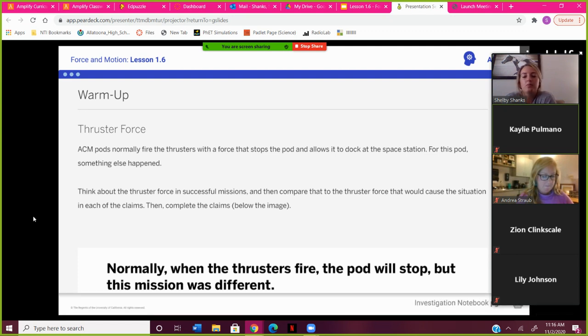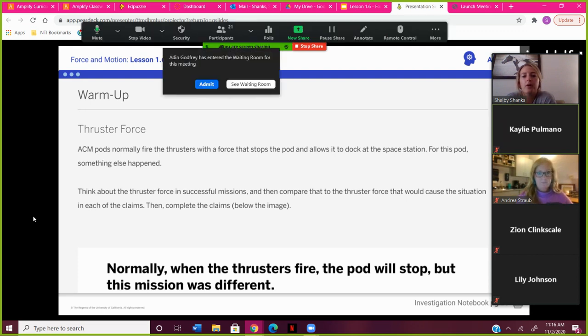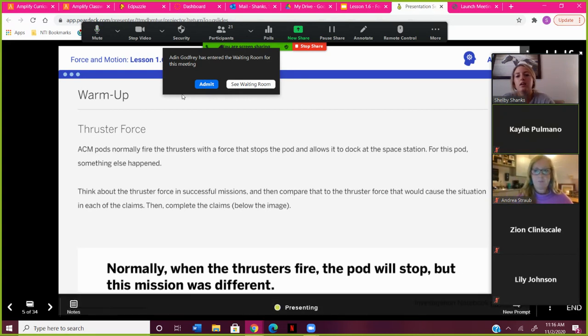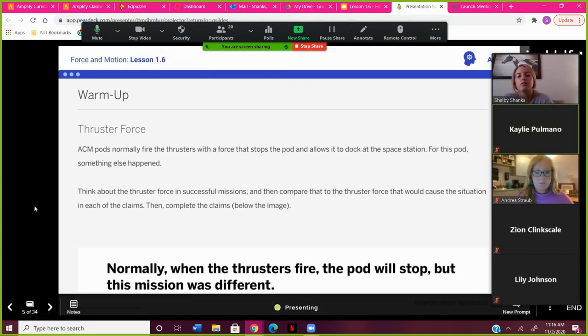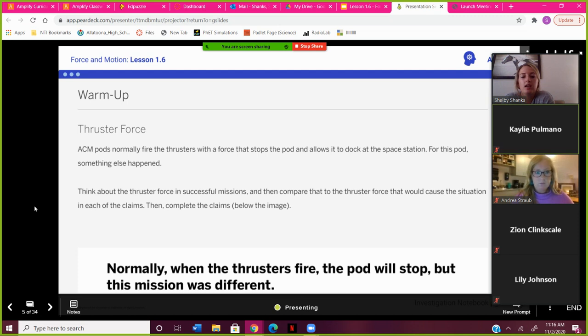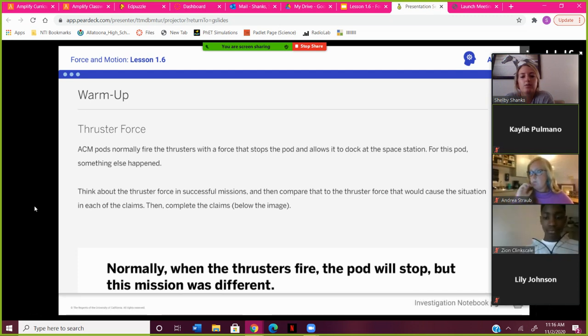So ACM pods normally fire the thrusters with a force that stops the pod and allows it to dock at the space station. For this pod, something else happened. It wants you to think about the thruster force in successful missions, then compare that to the thruster force that would cause the situation in each claim. Then complete the claims below the image. So you're going to be given a picture of the claims, what the claims say, and then below that you're going to fill in the blank, talking about the thruster force.